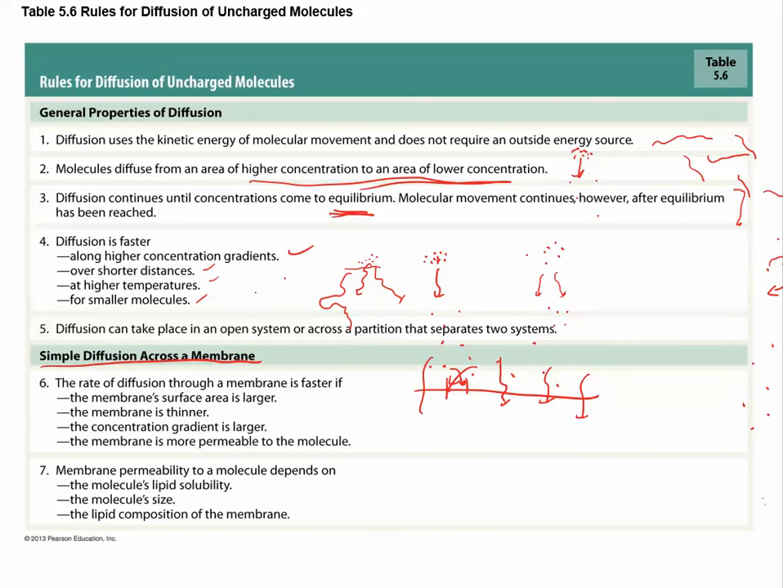If the membrane is thinner, this is why the alveoli on the inside of our lungs have very thin membranes, because oxygen has to diffuse and carbon dioxide has to diffuse in and out. Okay, oxygen in, carbon dioxide out. The concentration gradient is larger, we mentioned that, and the membrane is more permeable to the molecule.